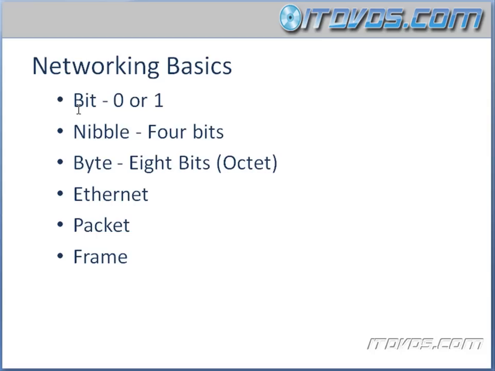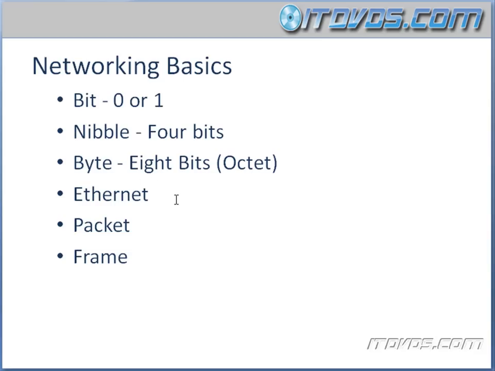The next term we're going to talk about is a bit. A bit is either a 0 or a 1. This is also called off or on. This is actually how your computer thinks. Your computer only thinks in zeros and ones. It's also how information is transferred over a physical wire. It's passed in zeros and ones. And then those zeros and ones make up nibbles and bytes. A nibble is 4 bits, and a byte is 8 bits, also called an octet. We're going to become very, very familiar with bits, nibbles, and bytes as we go forward with this training.